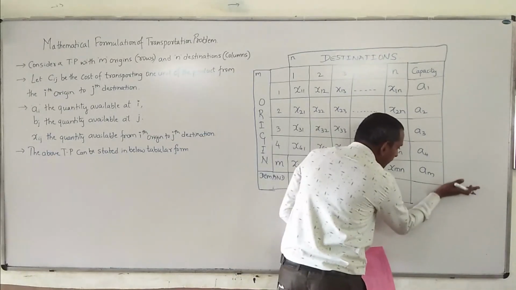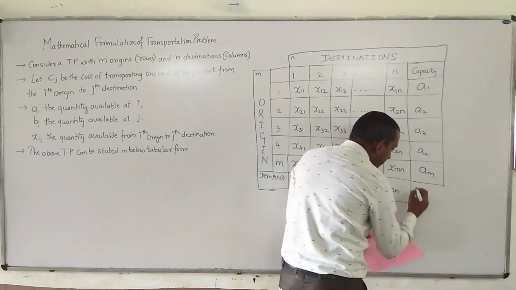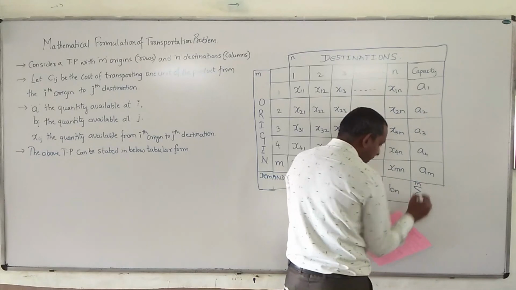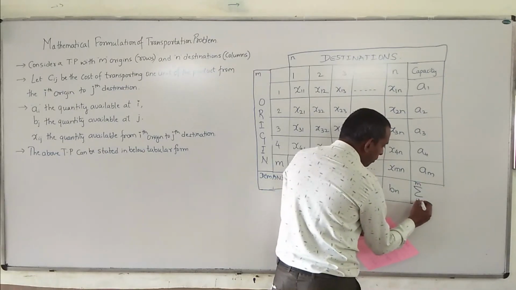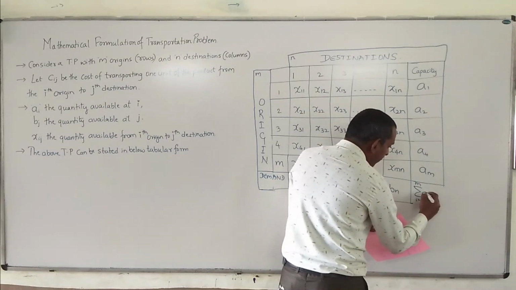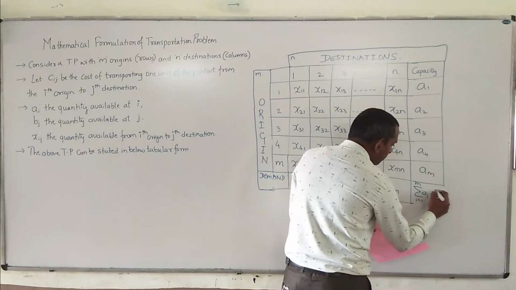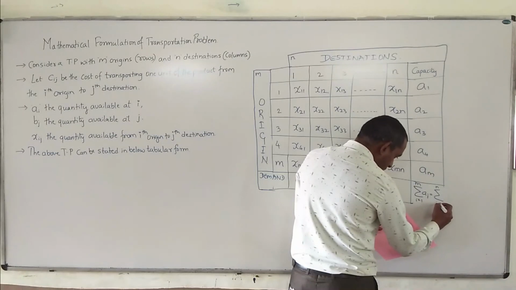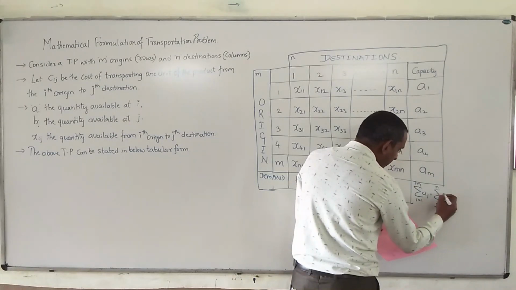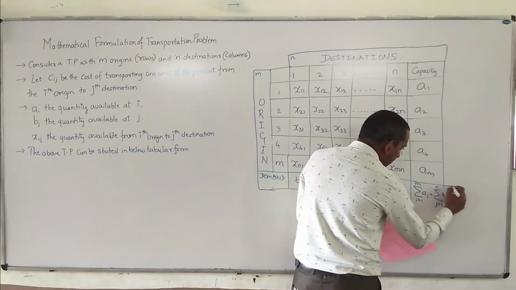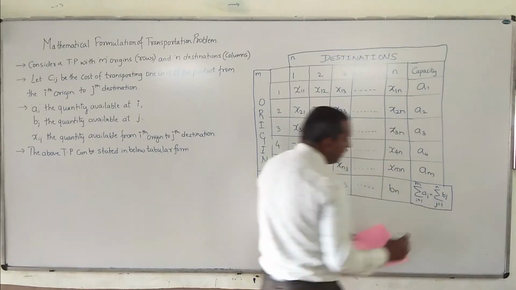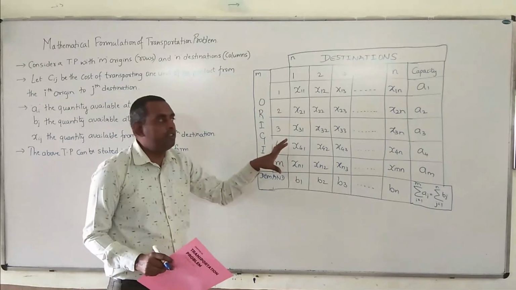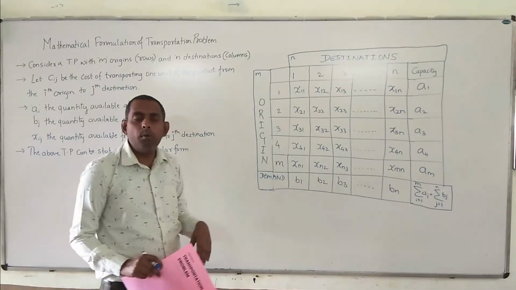So let me write this here clearly. It is the summation over i equal to 1 to m of Ai is equal to the summation over j equal to 1 to n of Bj. Fine. So this is the mathematical representation of the transportation problem.